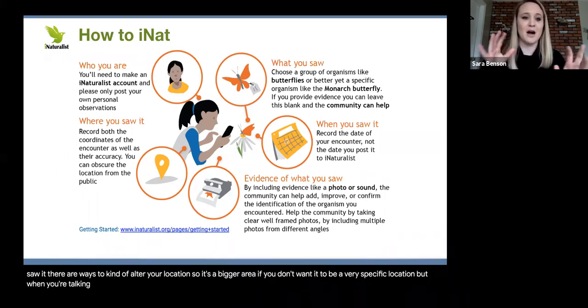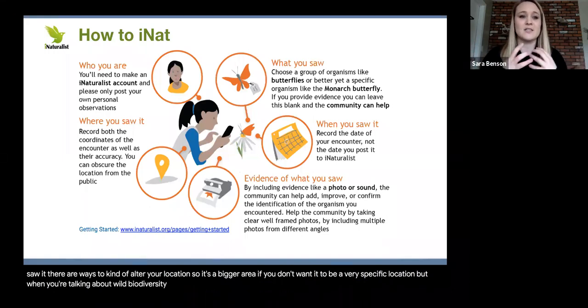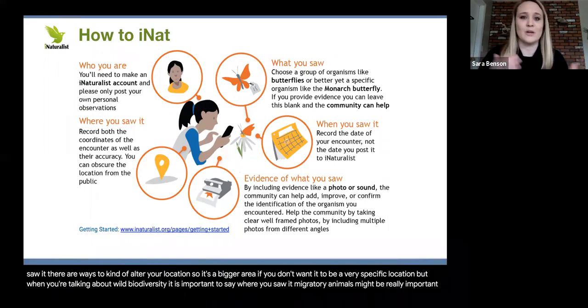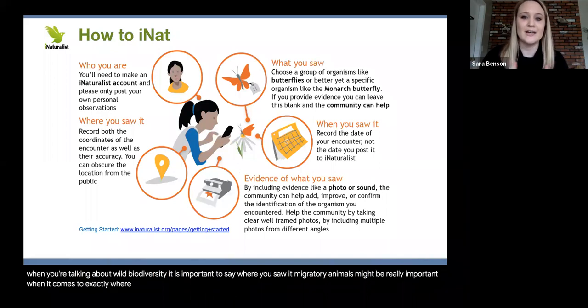But when you're talking about wild biodiversity, it is important to say where you saw it, since especially for plants or migratory animals, it might be really important when it comes to exactly where you saw it. Take a picture of what you saw and when you saw it.